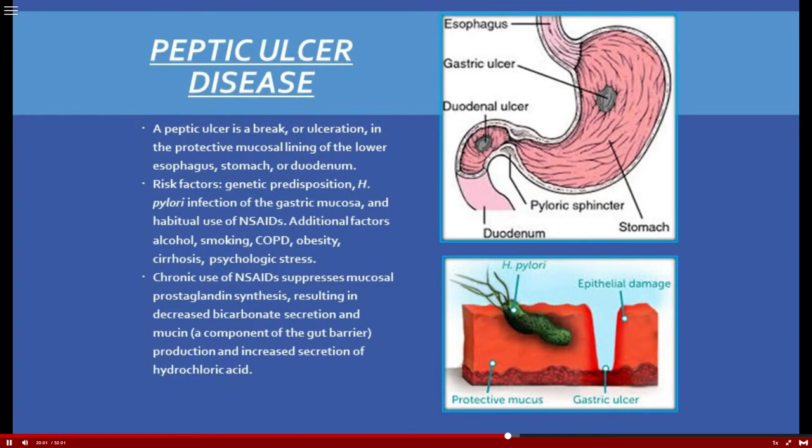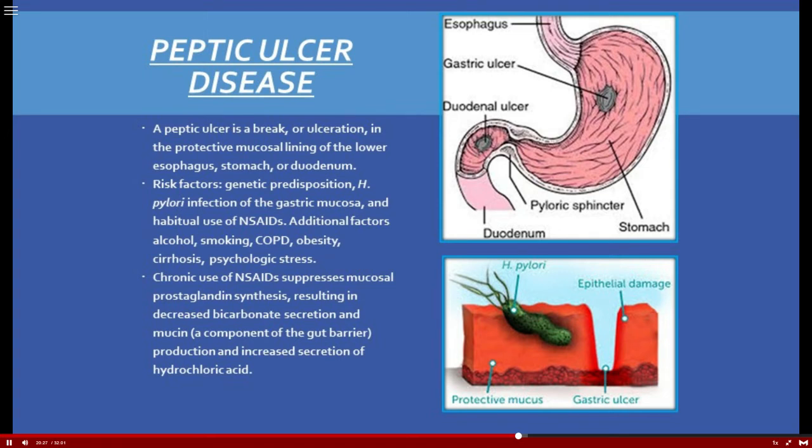So peptic ulcer disease. So a peptic ulcer is a break or an ulceration in the protective mucosal lining of the lower esophagus, stomach, or duodenum. So you can see from this picture, those ulcers can happen anywhere, throughout, even up in the esophagus. And so the risk factors, we know there's a genetic predisposition, but H. pylori is the big problem.